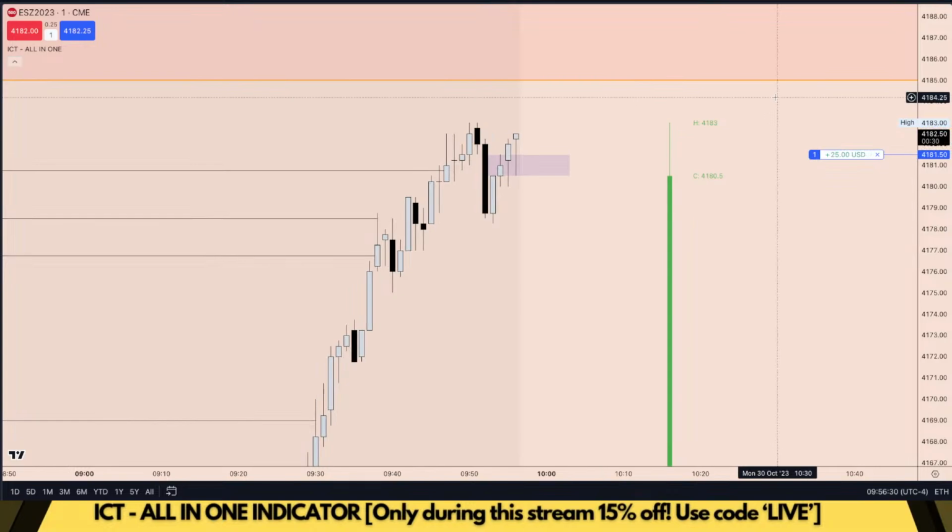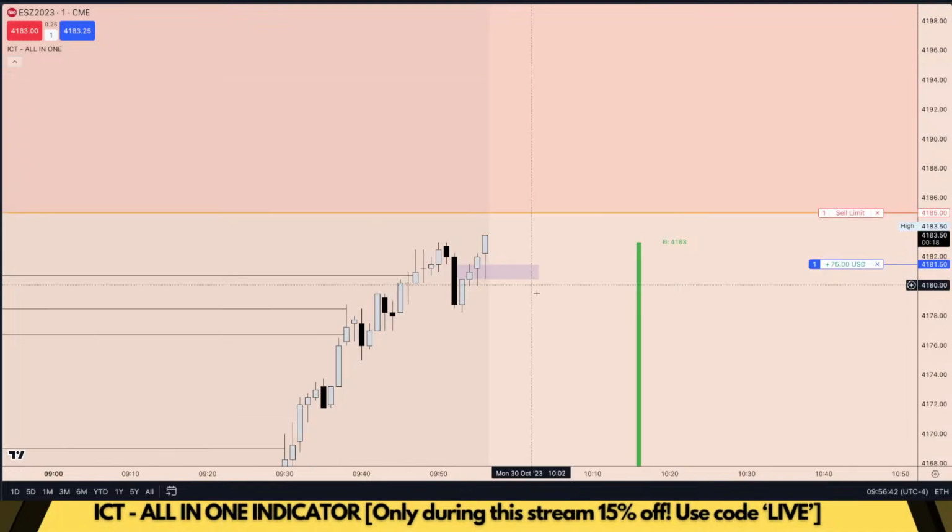And there we go. We just retested the entire inversion fair value gap. We're going to place our sell limit right here. We could even trail it. This is our main buy side liquidity objective.